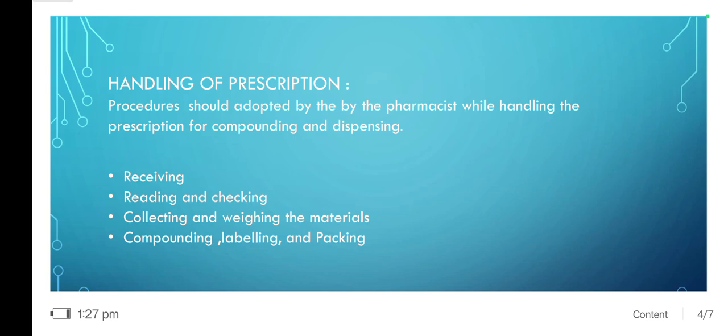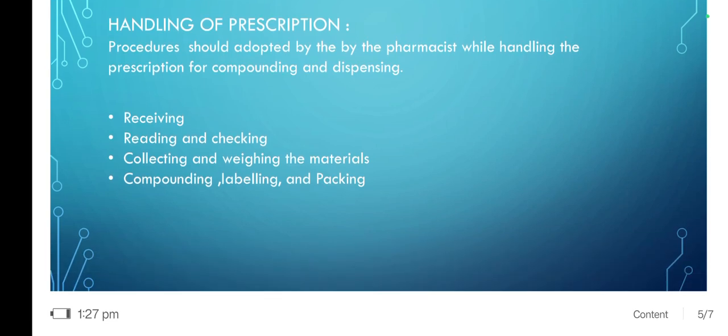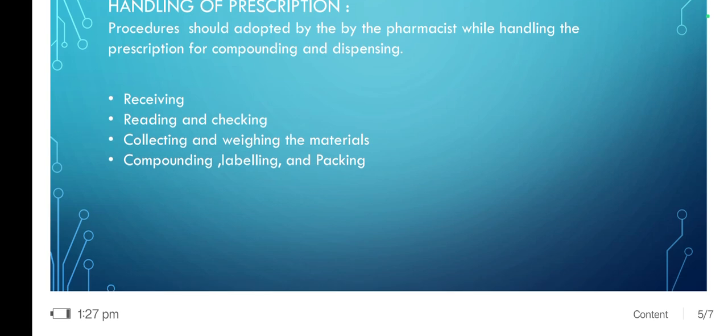Compounding and dispensing. There are four types of procedures that should be adopted. First, when a patient comes to the medical store, how does the pharmacist receive the patient? First one, receiving. Next, reading and checking. The doctor writes the prescription, and what type of drugs are prescribed must be clearly read and checked.